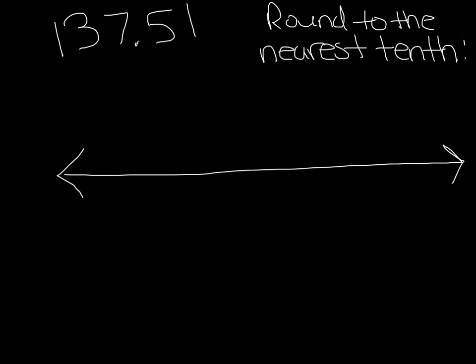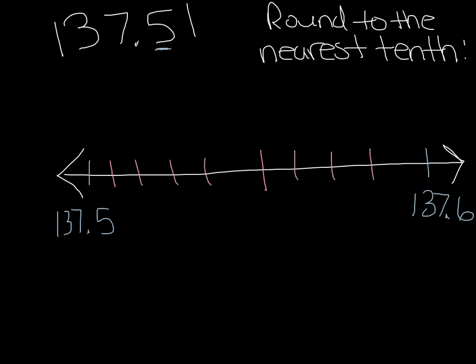Okay, my new number is 137 and 51/100ths. And I want to round this to the nearest tenth. So we're looking at this place value. So we ask ourselves, what tenths is this between? Well, this is between 137 and 5/10 and 137 and 6/10. Okay, we're going to break up our number line into 10 equal parts. They're almost equal, not perfect. That's okay, it's a sketch.